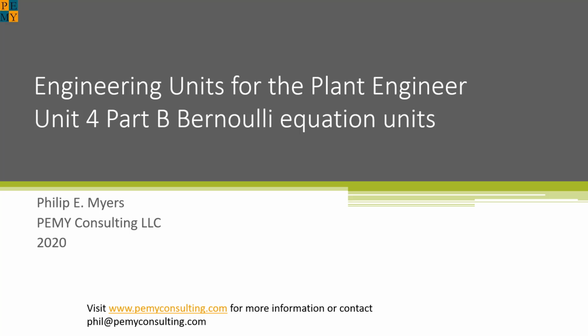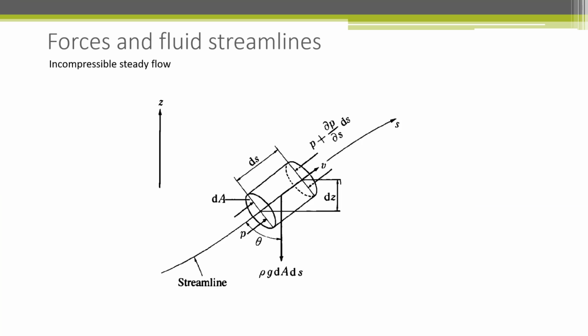In this unit and the next two units, we'll talk a little bit about Bernoulli's liquid flow equation. What you see here is a calculus model for an incompressible steady flow. This is called a streamline. This is a trajectory that a particle would take if it were to flow in the moving liquid.